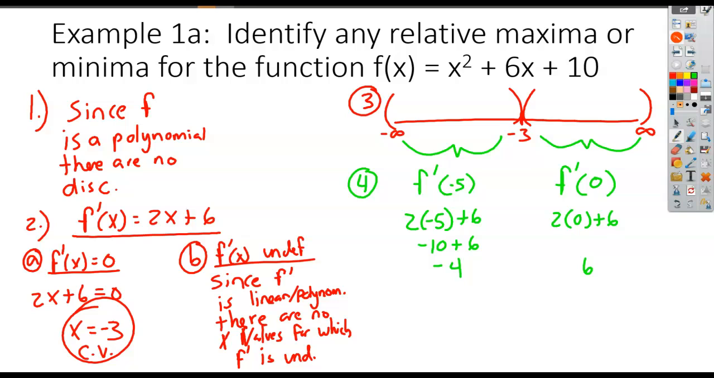Now, why did we do that? Because that tells us what the slopes are at those points. So that means that to the left of -3, I have a negative slope, and to the right of -3, I have a positive slope.